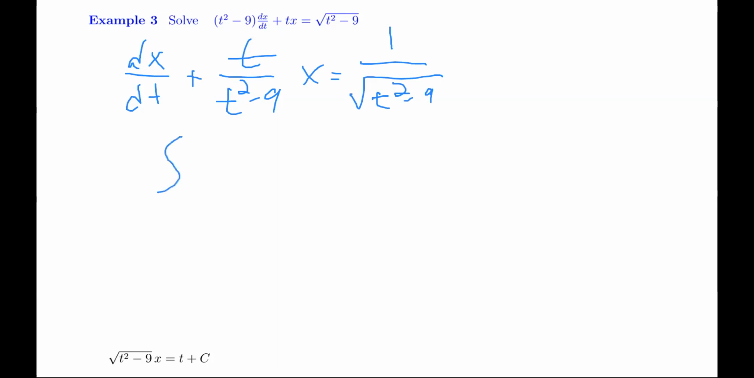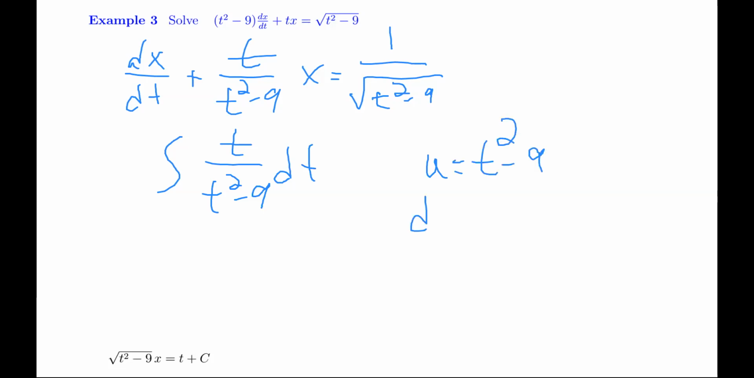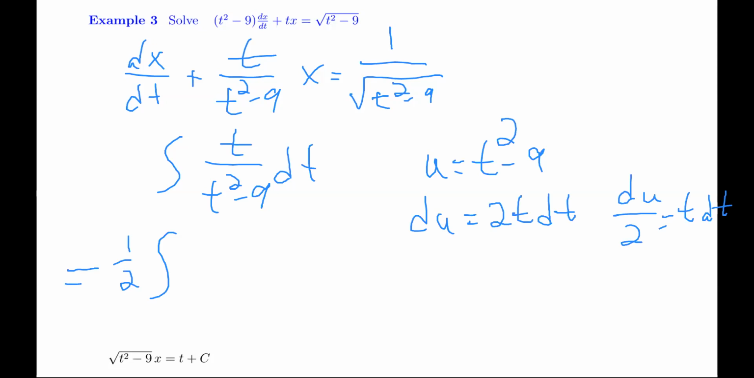So the first thing we want to do is integrate t over t squared minus 9 with respect to t. Well, we can do that with a u substitution, right? If u is equal to t squared minus 9, du is equal to 2t dt, or in other words, du over 2 is equal to t dt. So we replace t dt with du over 2. So this tells us we get 1/2 times the integral of du over u. Well, this is 1/2 the natural log of the absolute value of u plus c.